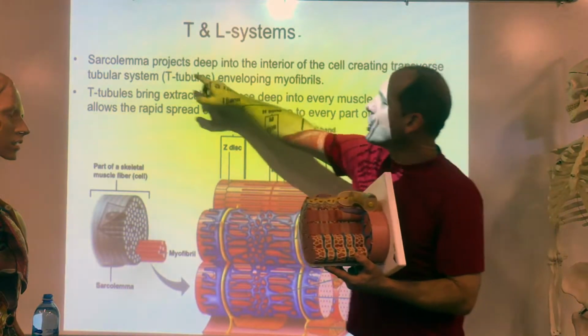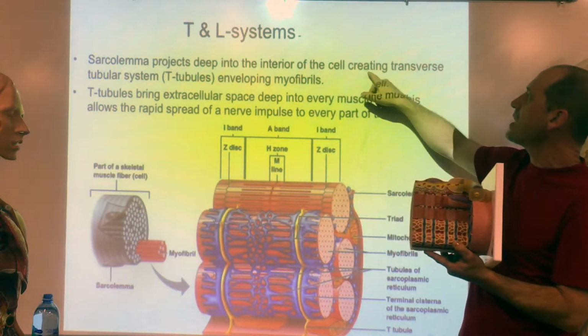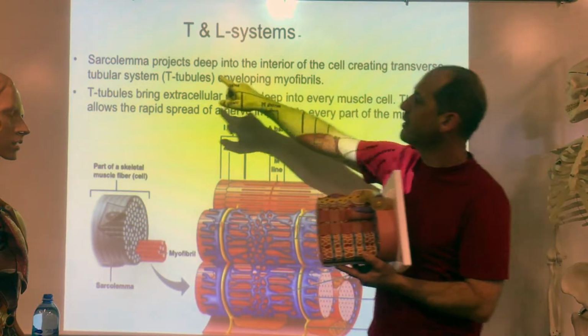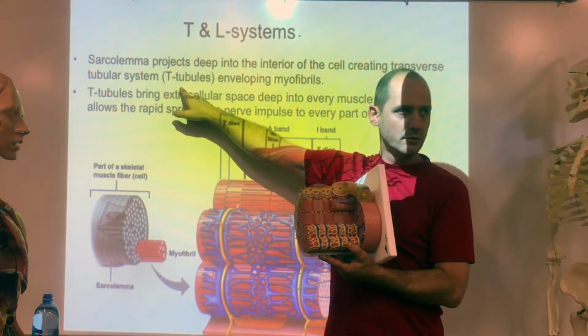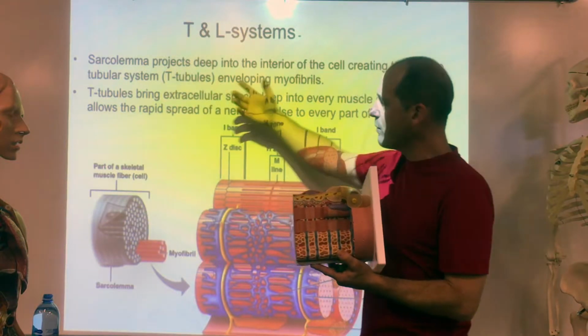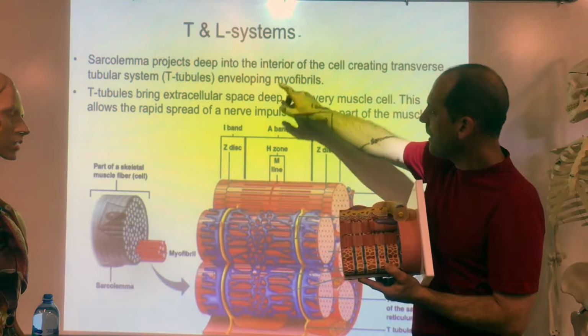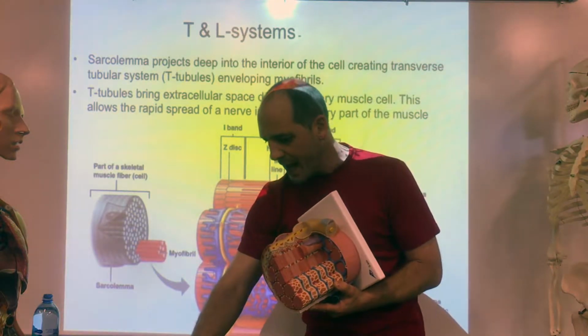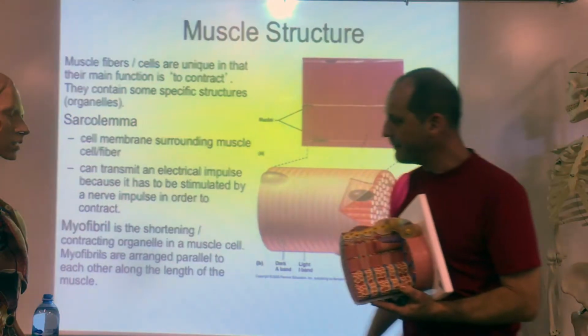And so that sarcolemma that projects deep into the interior of the cell is called the T-tubules. They give it a name. I couldn't be more descriptive. T-tubes, whatever. But that's what they do. And they carry that nerve impulse deep into it.